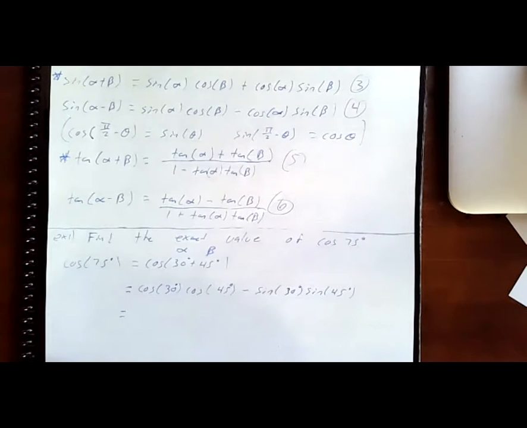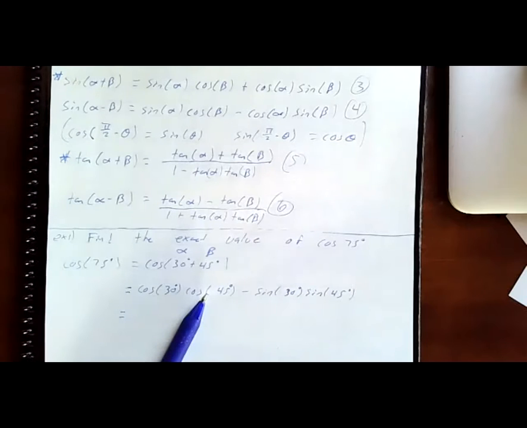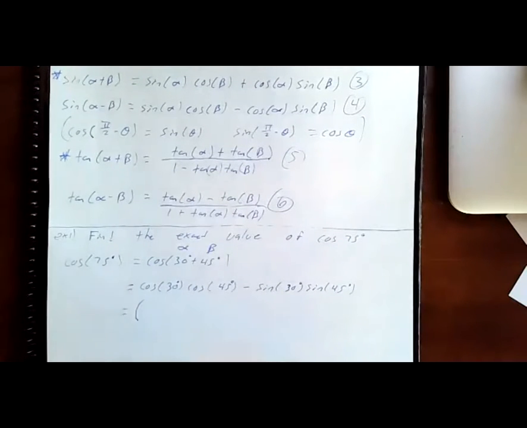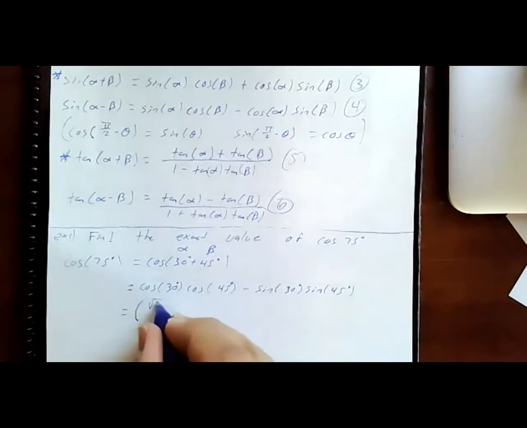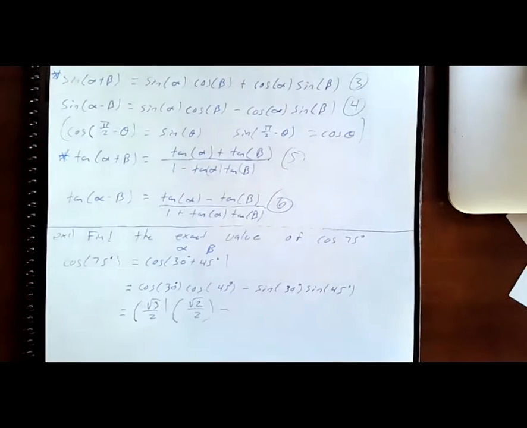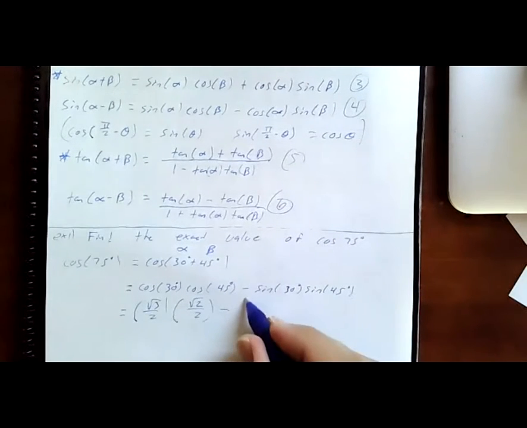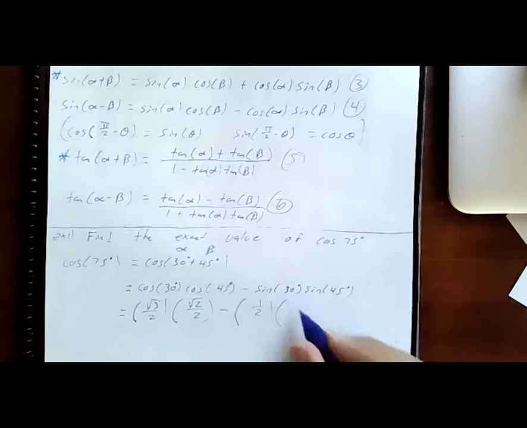Okay, so let's use our unit circle. Cosine of 30 is going to be what? Square root of 3 over 2. Cosine of 45, I'll do the hard one for you. Sine of 30, what's that one going to be? One half. Sine of 45.